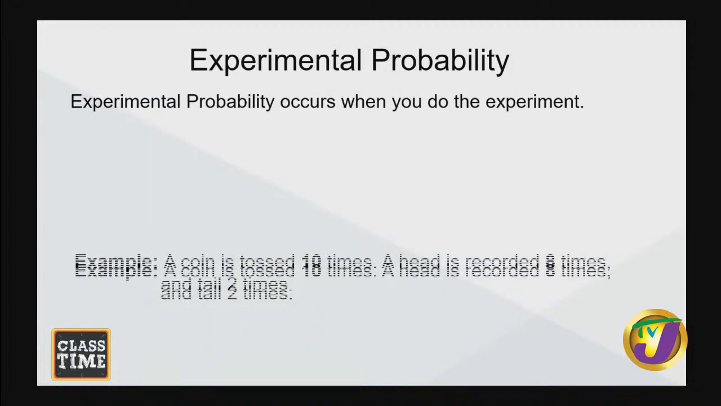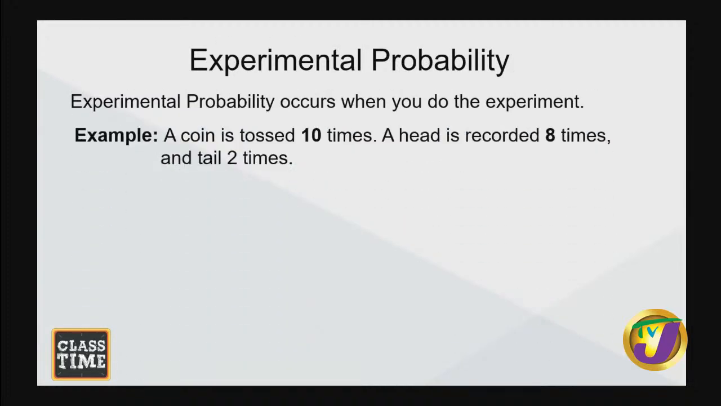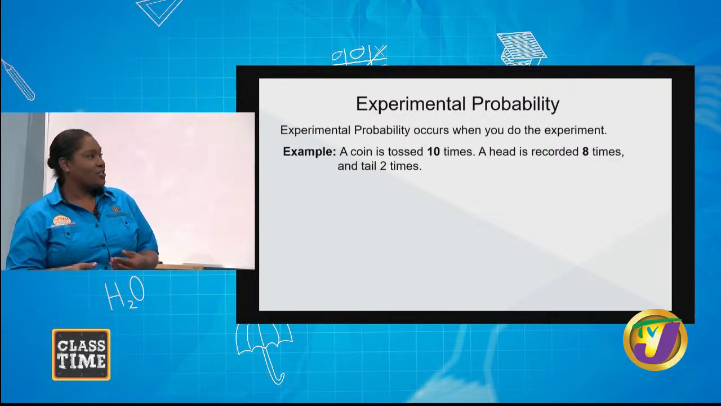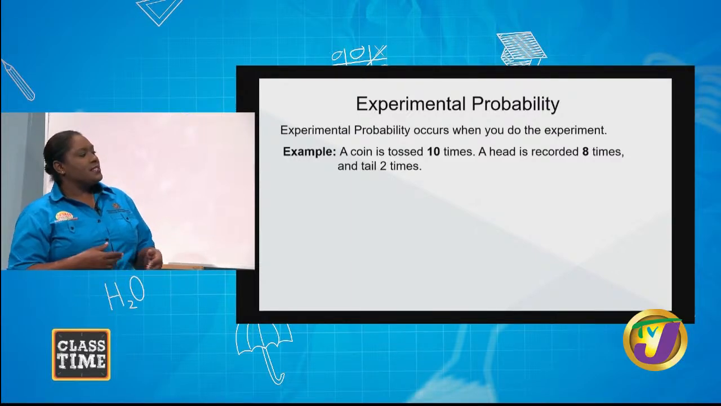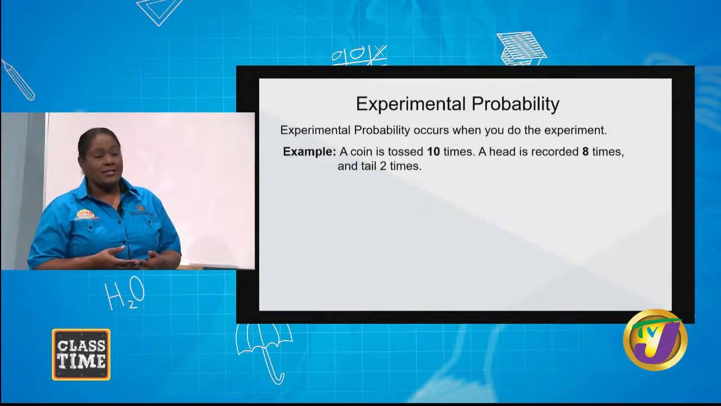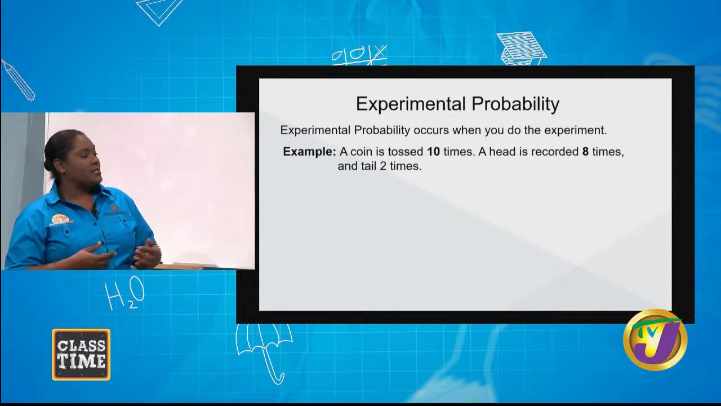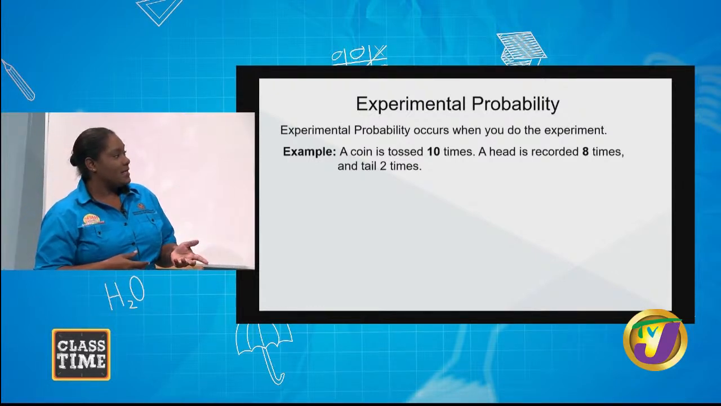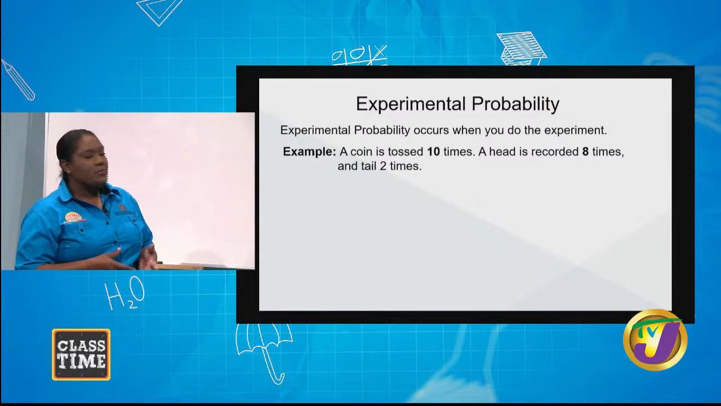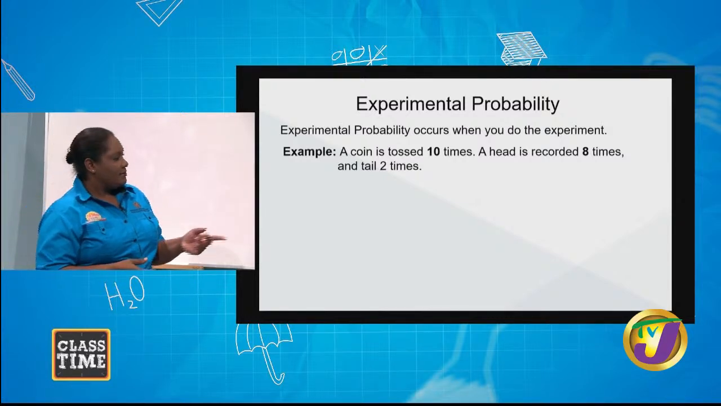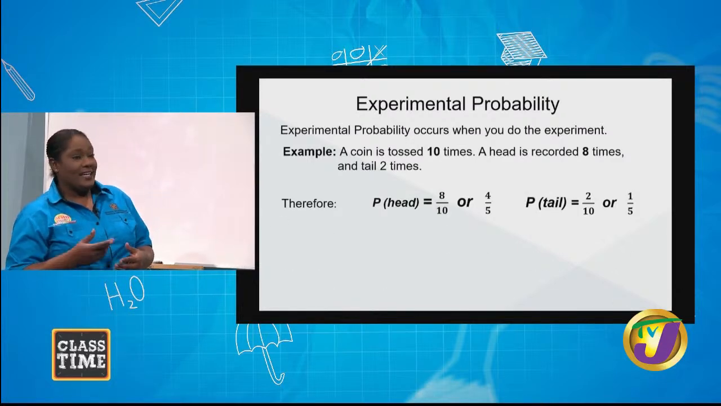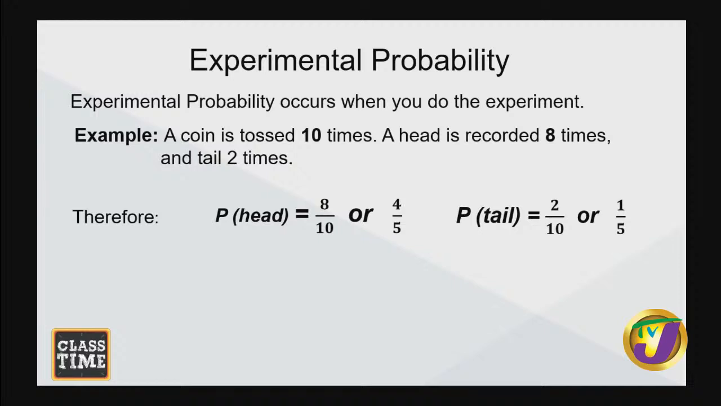The experimental probability occurs when you actually carry out the experiment or do the event. For example, a coin is tossed 10 times, and the results were recorded: 8 heads and 2 tails. What is the probability of getting a head? It would be 8 out of 10, or 4/5. And the probability of getting a tail would be 2/10, or 1/5.